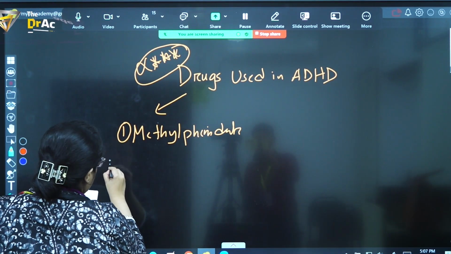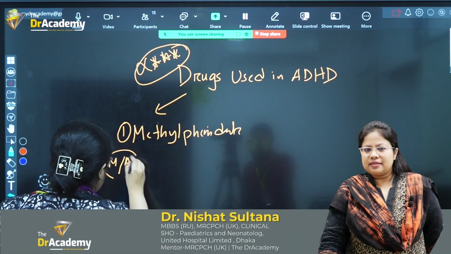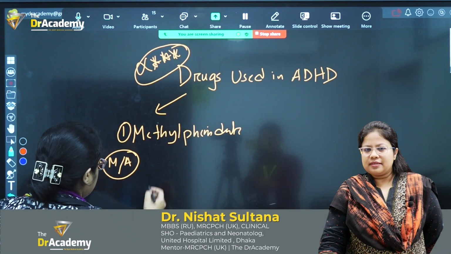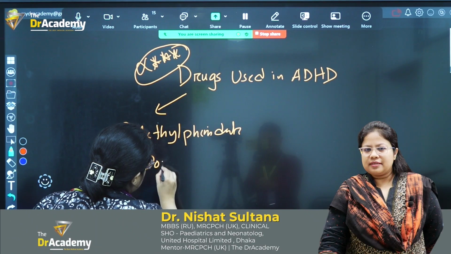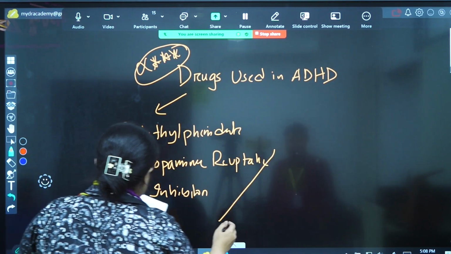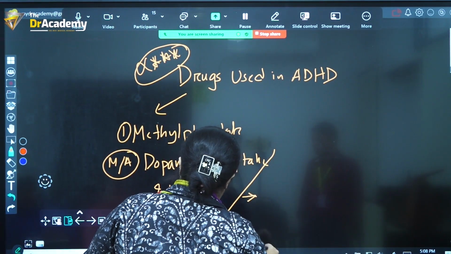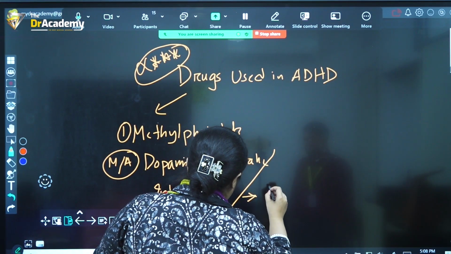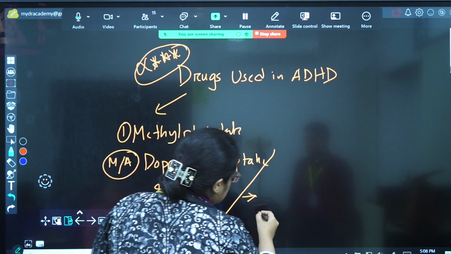Methylphenidate, okay? What is the mechanism of action? The mechanism of action is dopamine reuptake inhibitor. How does it act actually? Methylphenidate acts by blocking both the dopamine transporter and the norepinephrine transporter.